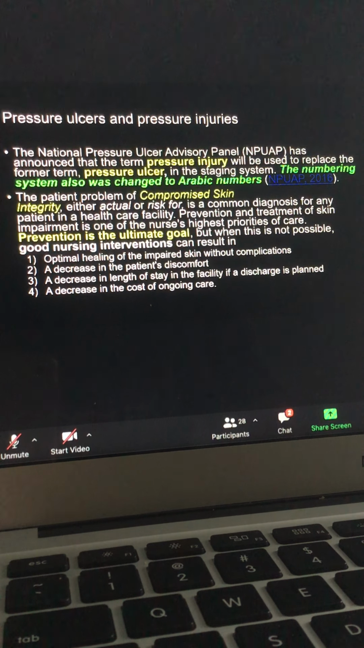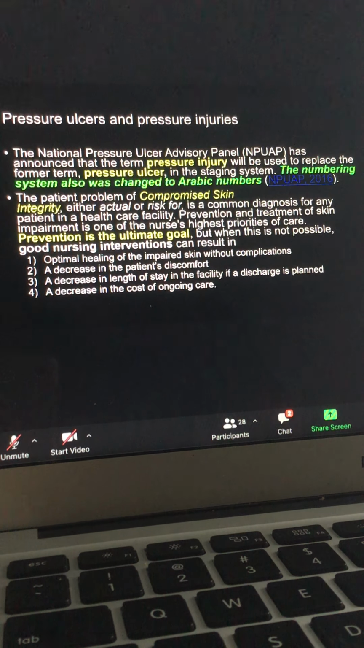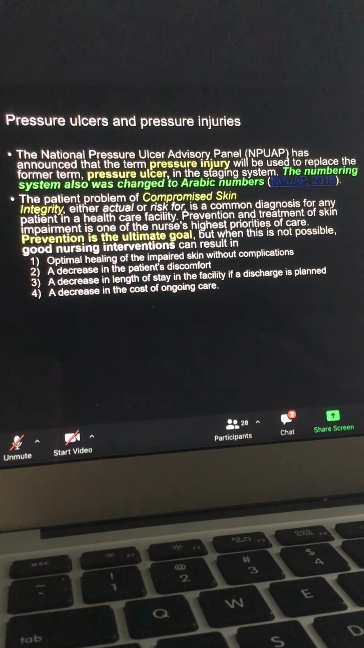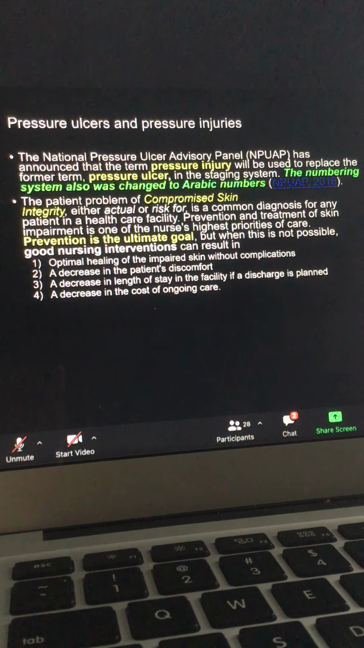Prevention and treatment of skin impairment is one of the nurse's highest priorities of care. You don't want to be caught with someone developing a pressure related injury under your care. That's a big incident. You expect to see a lot of visits from the state board if someone is reported to have developed a pressure related injury during admission. That's something a lot of the bosses don't want to occur in their facilities as well.